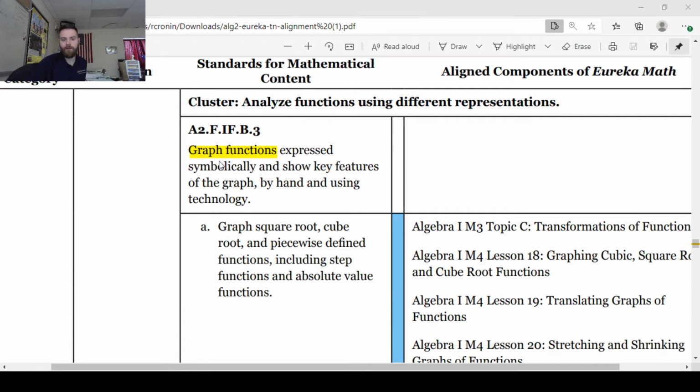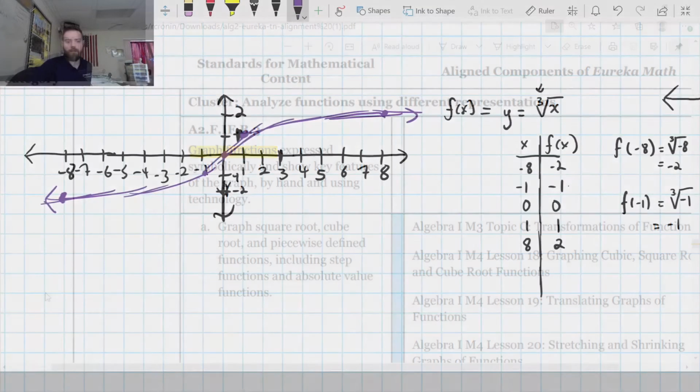Graph functions expressed symbolically and show key features of the graph, specifically square root, cube root, and piecewise defined functions. Include step functions and absolute value functions. We did absolute value functions, we did square root and cube root. We will leave piecewise defined functions and step functions for later. Okay? So back to this.